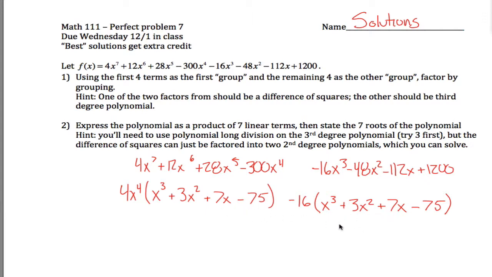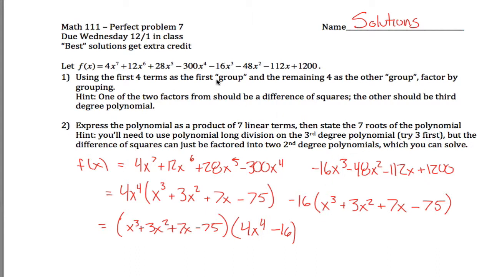Awesome. I got 2 terms, and they both have that big mess in the parentheses in them. So I can factor out that big mess. X cubed plus 3x squared plus 7x minus 75. And if I do that, this is gone, and this is gone. So all I have left is 4x to the 4th minus 16. So my polynomial f of x is equal to this thing. This is a lot better. I'm starting to factor it.